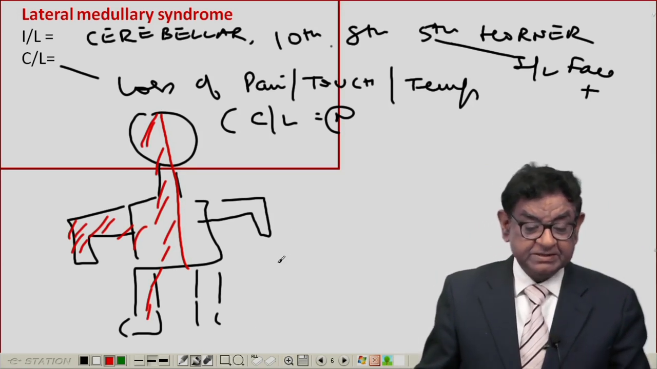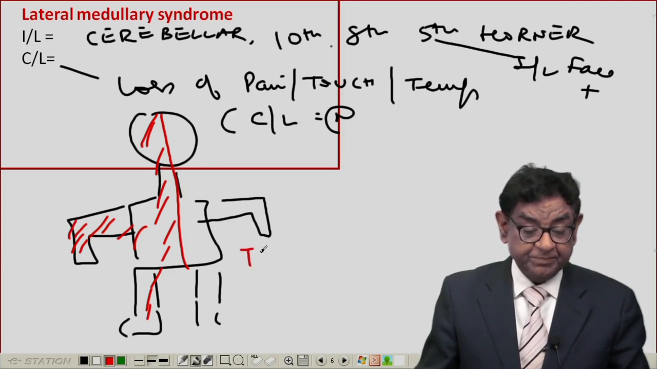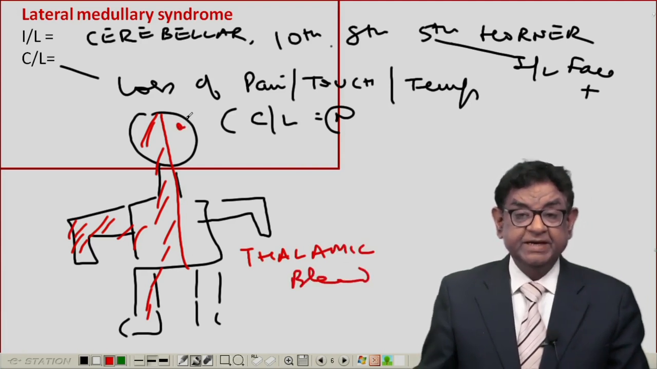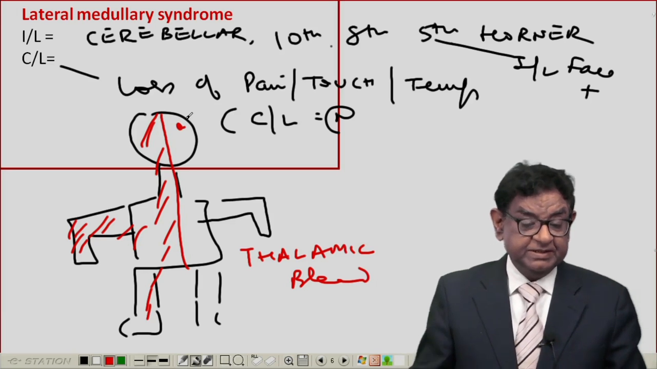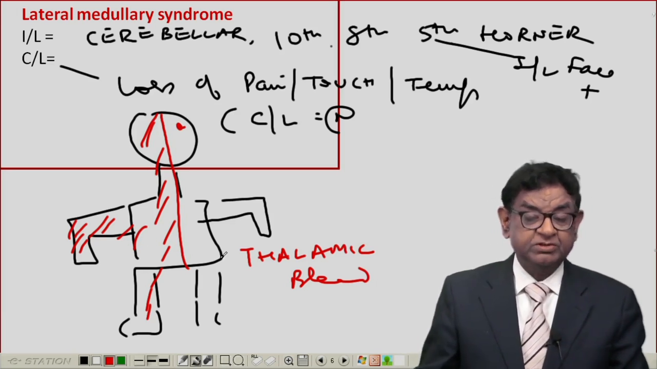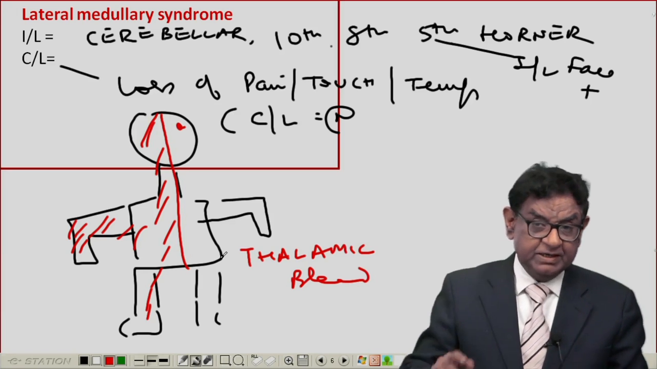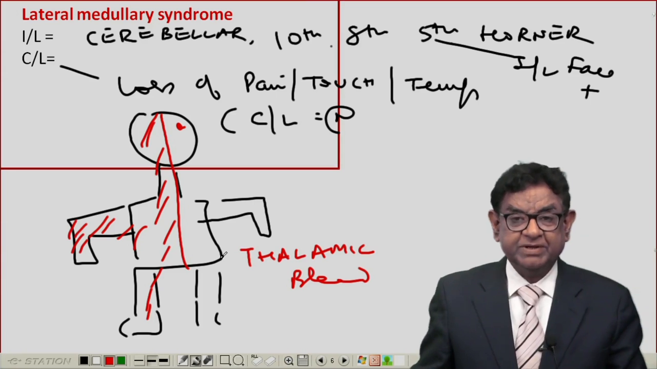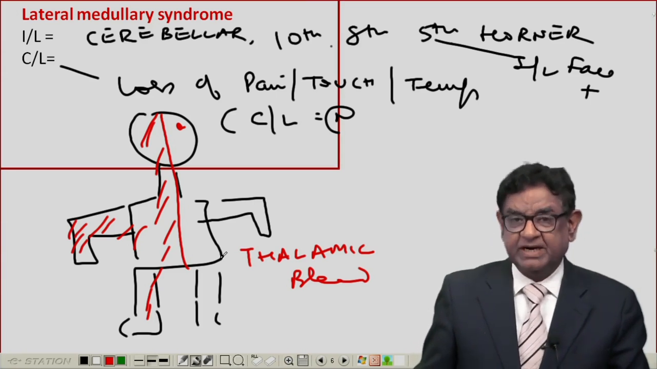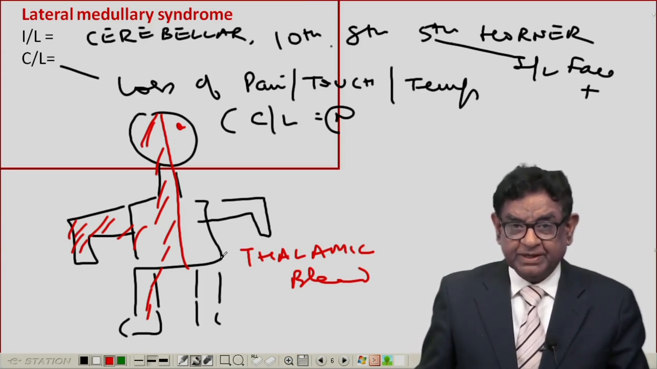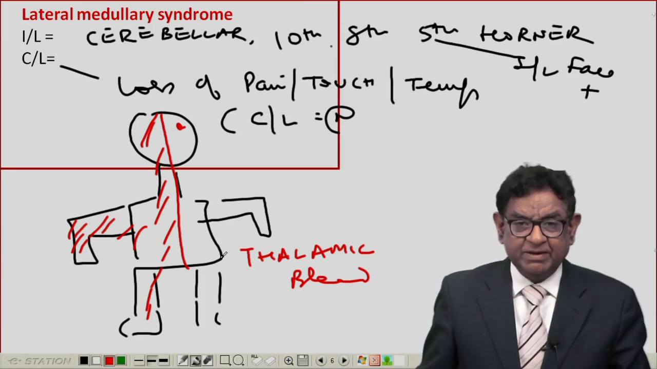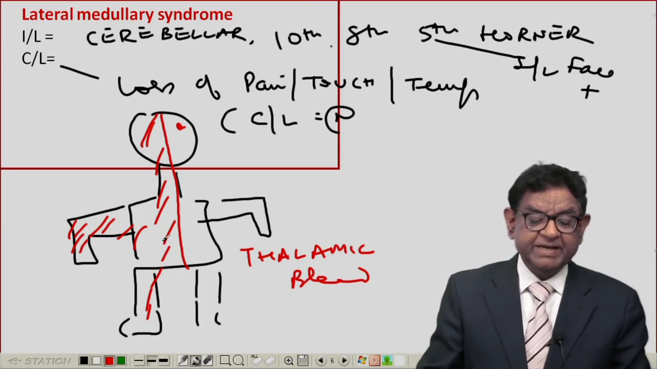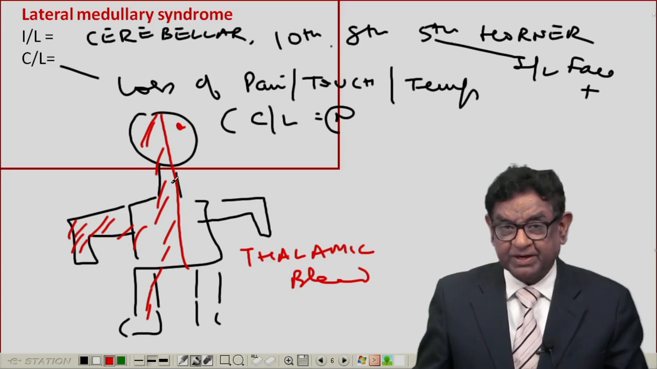The answer is thalamic bleed. If bleeding occurs in the right thalamus, there will be entire contralateral loss of sensation. Remember, there will be loss of pain, touch, temperature, position, vibration, every sensation will go on the contralateral side. And one more thing, during the recovery phase of thalamic bleed, the patient develops intense burning sensation in the contralateral body.